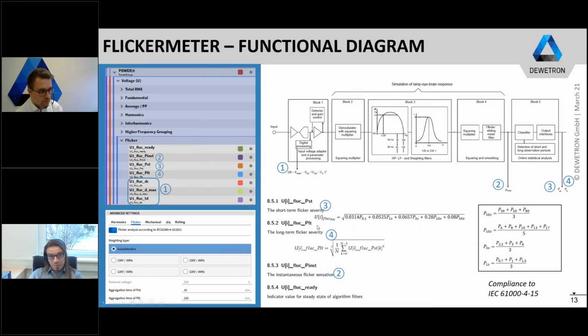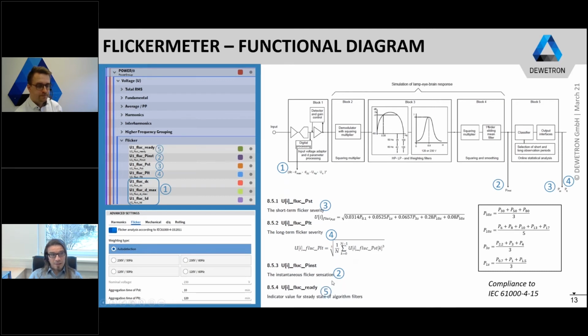And the short-term flicker severity is in a next step used to calculate the long-term flicker severity according to this formula. And the long-term flicker severity is the cubical average of the short-term flicker severity. The aggregation time of the long-term flicker is normally per default specified in the standard as 120 minutes and can be edited here as well. And when the short-term flicker is 10 minutes, the long-term flicker is 120 minutes, so 12 short-term flickers will be used for the calculation of the long-term flicker, for example.